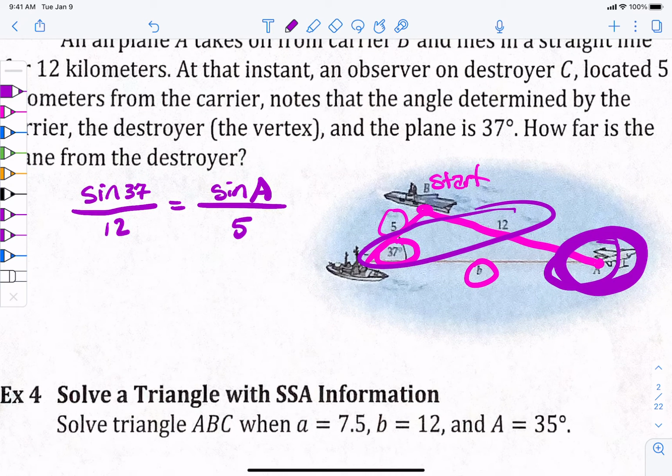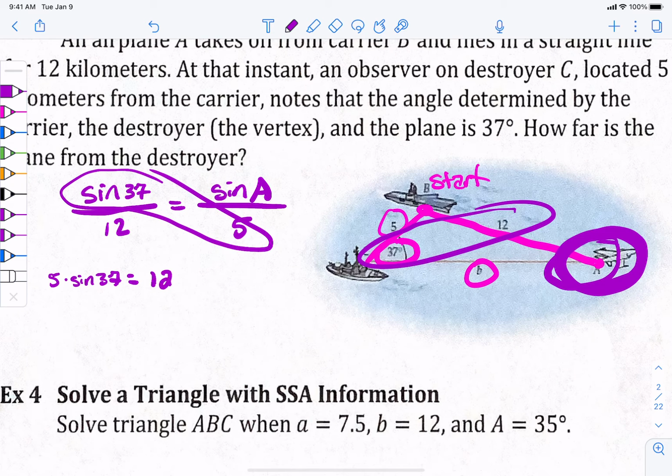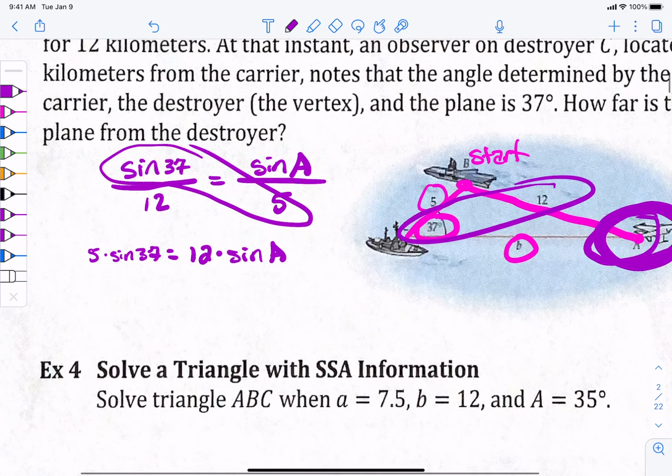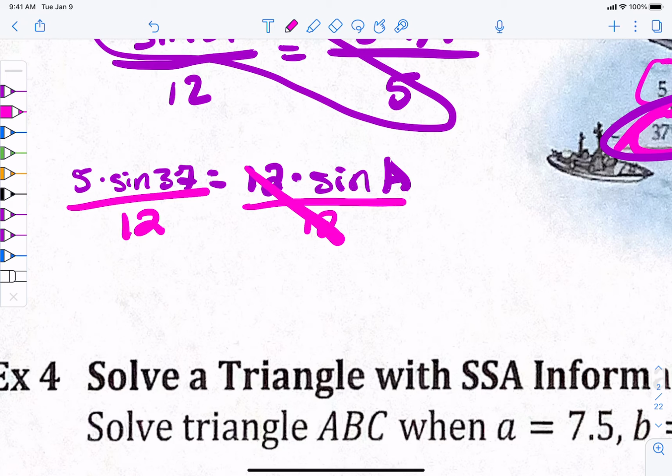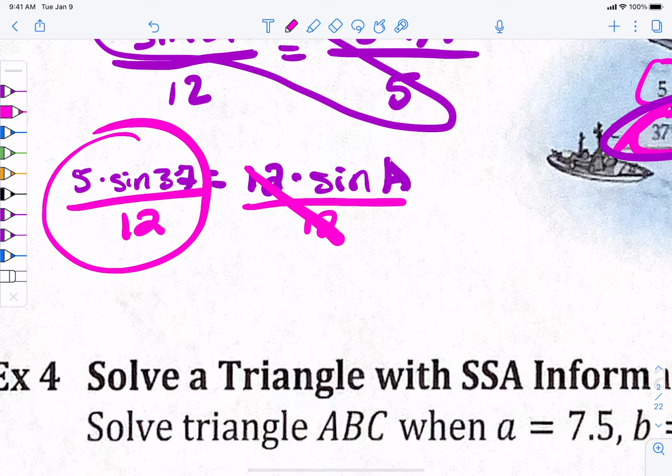Okay, now this one's a little bit harder because, check this out. 5 times sine of 37 is the one loop, but the other loop is 12 times sine of A. You're going to have to do inverse sine, but what do you do first? Before you do that, divide by 12. We have to get the 12 over to the other side. So sine of A is equal to 5 times sine of 37 divided by 12.